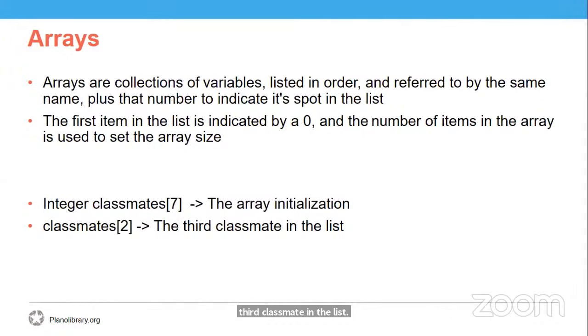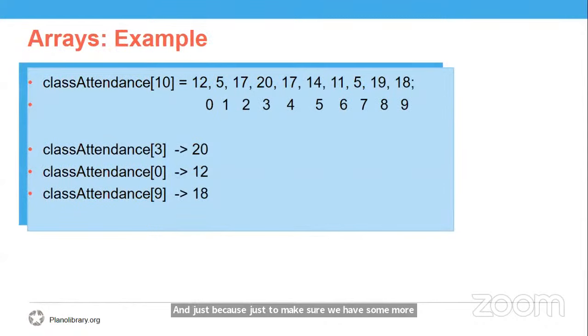And just to make sure we have some more examples, say the array class attendance holds a list of the number of people who showed up to a class. The array is 10 numbers long, and they're named from 0 through 9. So class attendance number 3 is 20. Class attendance number 0, which is the first one, is 12. Class attendance 9, which is at the very end, is 18.